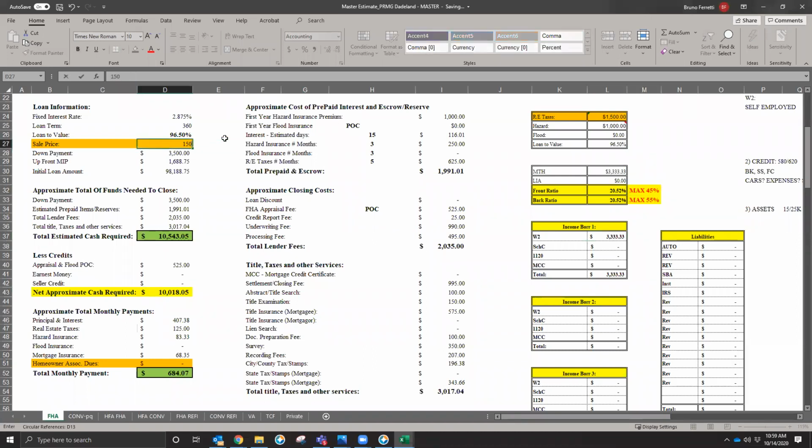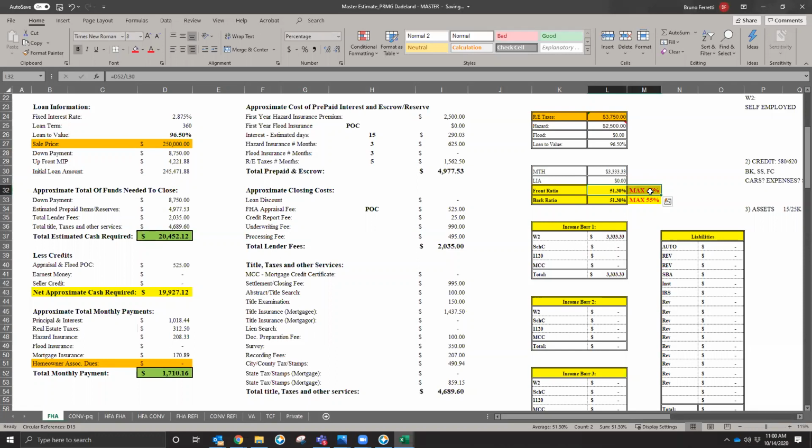So I can take him to 150, and you're going to see this number over here change. Check this out. Boom, he's still at 30. He can go higher. He still qualifies for more. 200. Boom, he can go a little higher. He still qualifies for more. 250. He's way over. So he will not qualify for 250, making $40,000 a year.